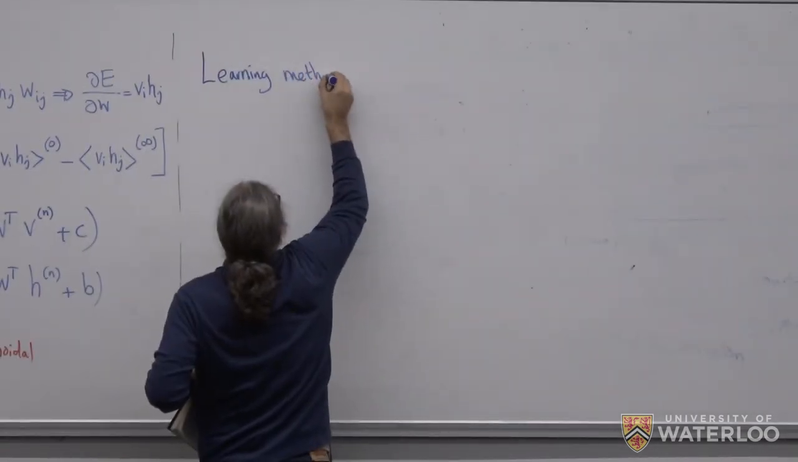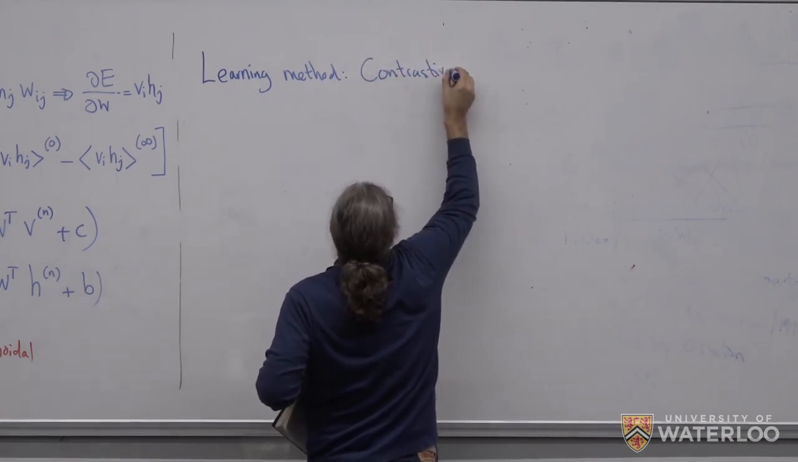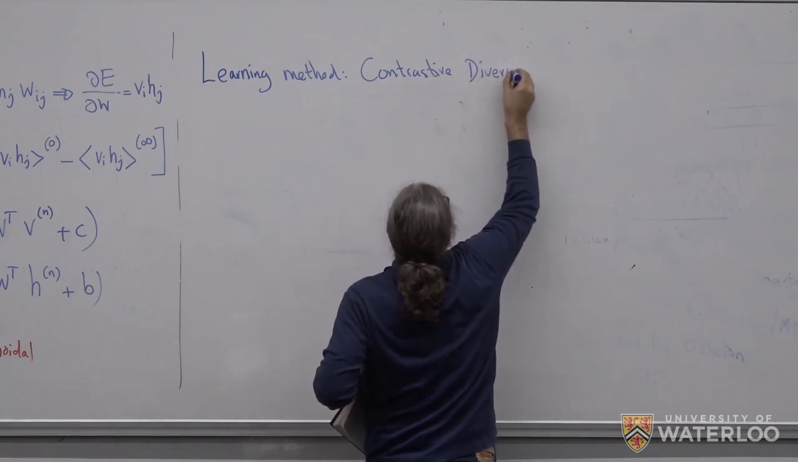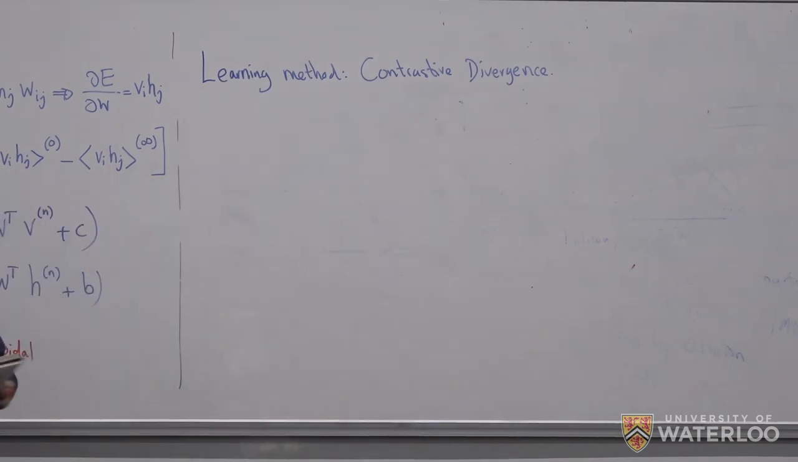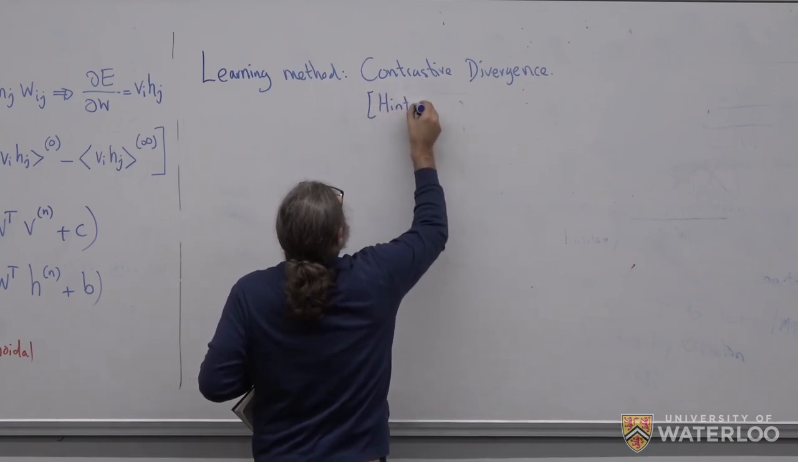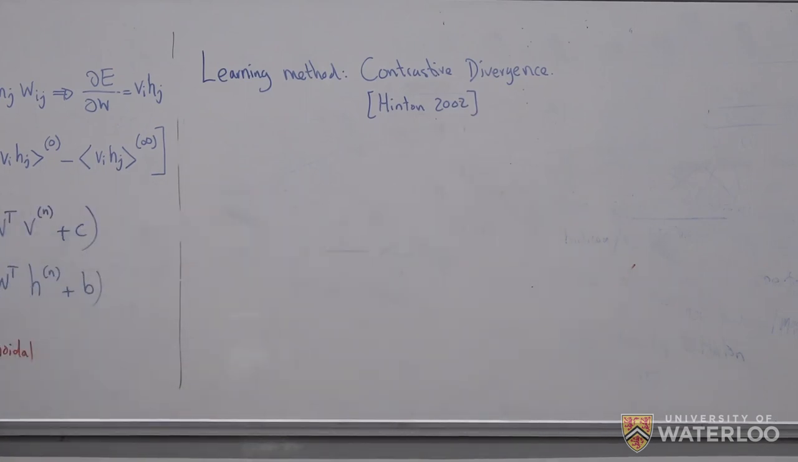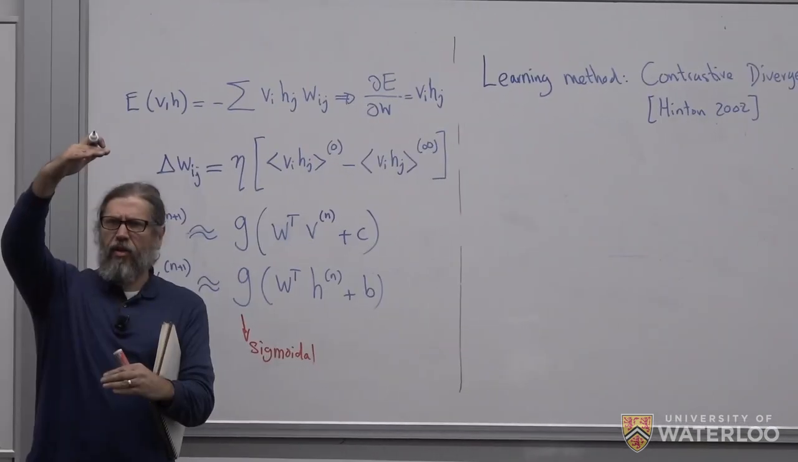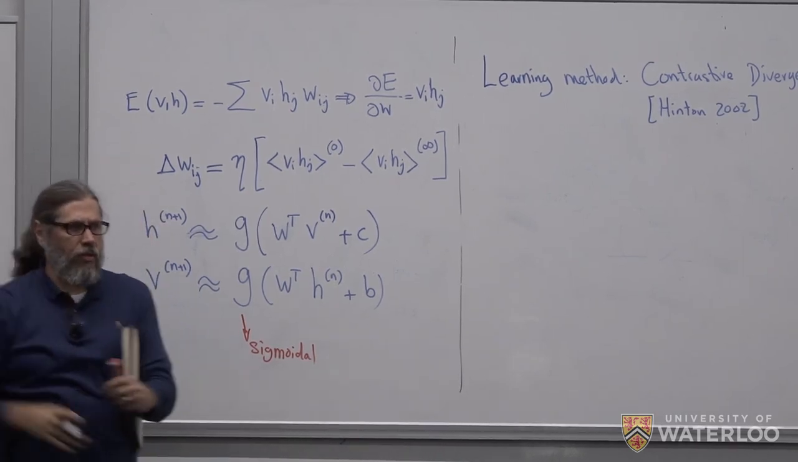so the learning method for this is contrastive divergence. One is not backpropagation. And this was introduced by Jeff Hinton in 2002. I will upload that one page pseudocode that ties everything that we talked about together, makes it a nice algorithm. You take V, we take G, you go through this, the flip-flop, you learn.